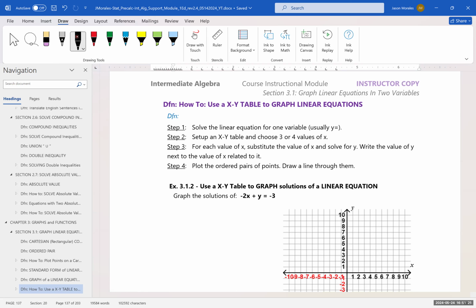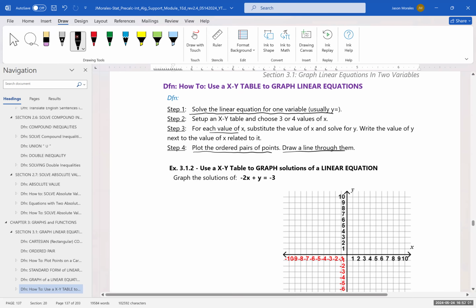So in order to do this, we're going to create an XY table in order to graph linear equations. What we want to do is take the equation in standard form and solve it for one of the variables. Usually it's going to be for y. Then we're going to set up an XY table and choose 3 or 4 values of x. And step 3, for each value of x, substitute that value of x and solve for y, and write the value of y next to the value of x related to it, and then plot the ordered pairs and draw a line through them.